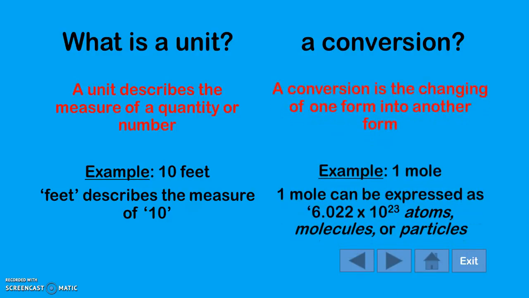A conversion is the changing of one form into another form. For example, 1 mole. 1 mole can be expressed as atoms, molecules, or particles. Or more specifically, 1 mole can be stated this way: 6.022 times 10 to the 23rd atoms, or molecules, or particles, in the same way that I can express 10 feet in inches.